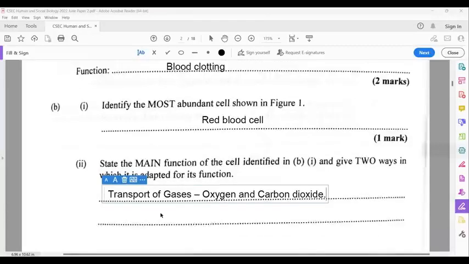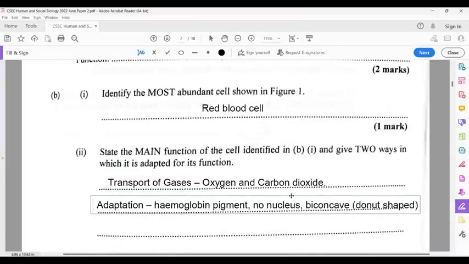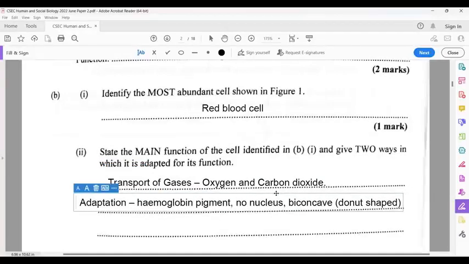They ask for 2 adaptations, and there are more than 2 adaptations. Hemoglobin pigment, that gives it its red color from the iron. They have no nucleus. They're biconcave, right? That donut shape. Remember, they have no nucleus, so they're biconcave. All of this helps in having more hemoglobin in the cell, right? Because you want to transport gases with the cell. So it makes sense that this cell does not have a nucleus.